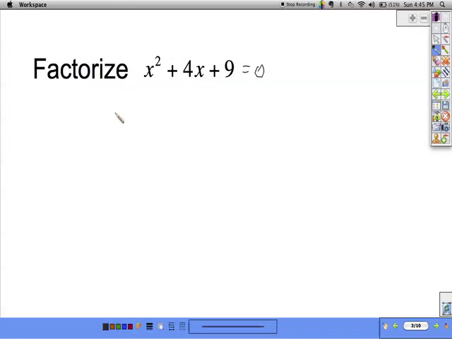And I'm going to use completing the square. If we complete this square, we find that x is equal to -2 plus or minus i square root of 5. Or you could have used the quadratic formula to get here also. But the factorization is just going to be x minus those zeros.